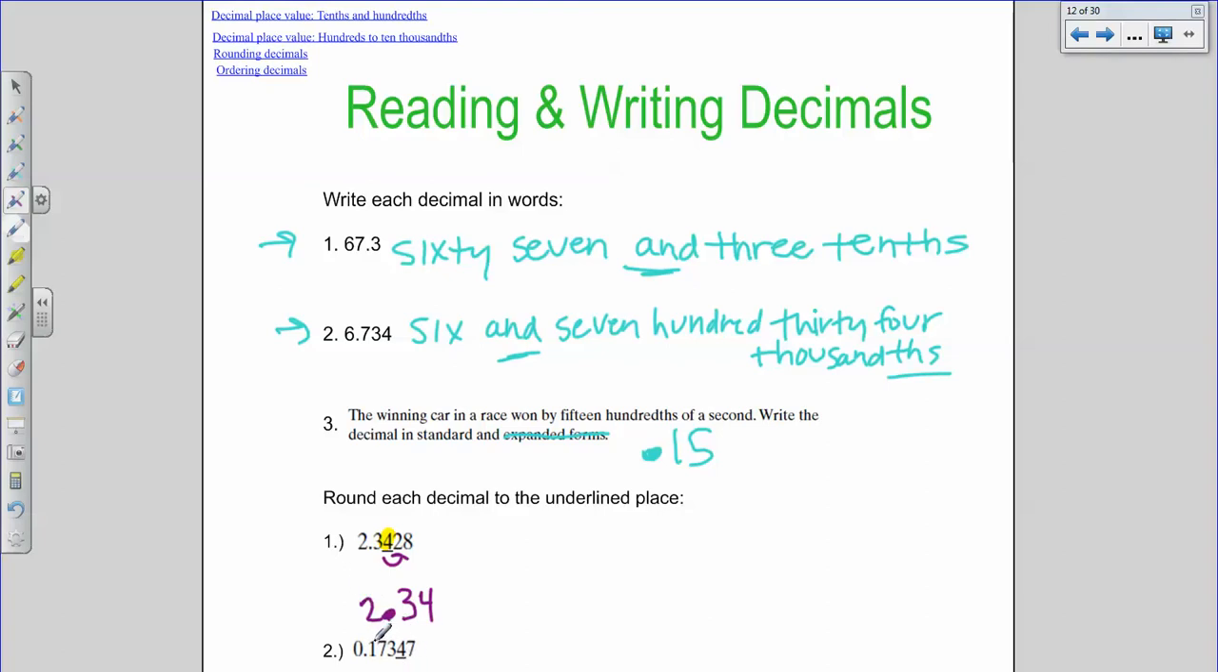Let's see, this time what am I rounding to? To the nearest ten-thousandths. So my 7 tells my 4 to bump up. I rewrite the rest of my numbers. So I should have 1,735 ten-thousandths. So for rounding, I follow the same rules that I do for whole numbers. It just happens to be that I'm rounding to a nearest decimal instead of a whole number.